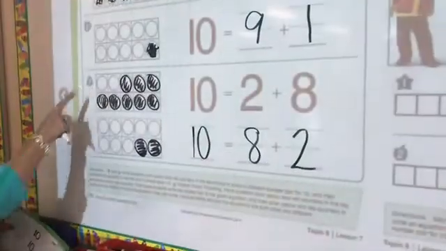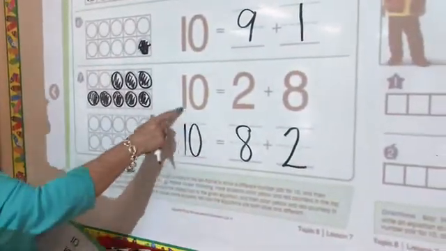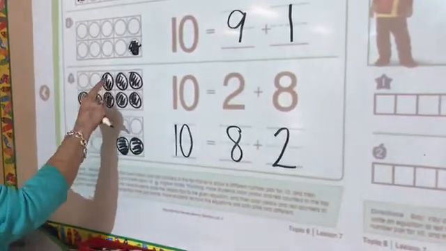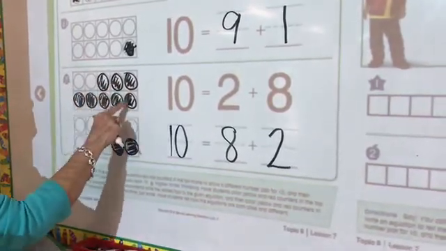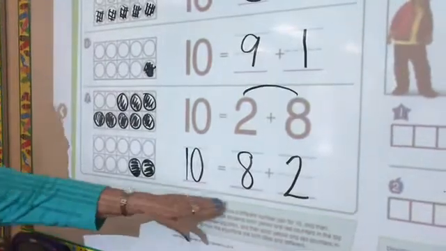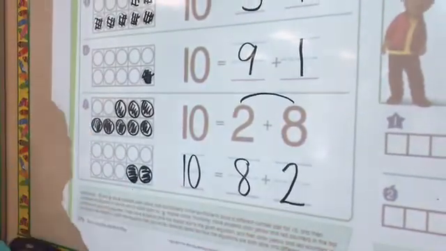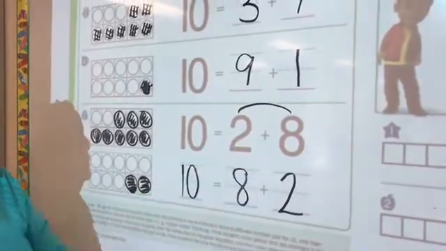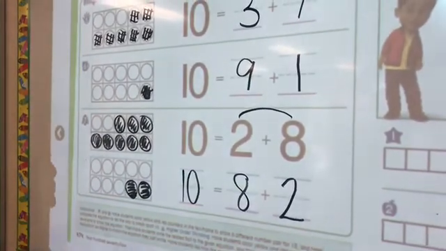Now here for number 7, our equation says 10 equals 2 plus 8. And I have 2 and 8. 1, 2, 3, 4, 5, 6, 7, 8. With this one, 10 equals 8 plus 2. You still have 10. You're still using these numbers, 2 and 8, but you just switched the places. Good job, Husky Pups.